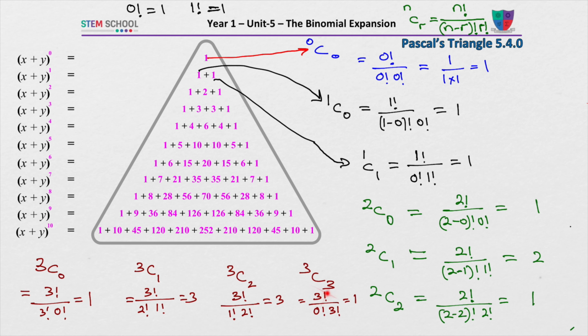And the 3 combination 3 is exactly the same as the first one. You got 0 factorial, 3 factorial, but here you got 3 factorial and 0 factorial. It's just switched there, but it's the same thing, and you get 1. So each coefficient corresponds to the combination selection process.